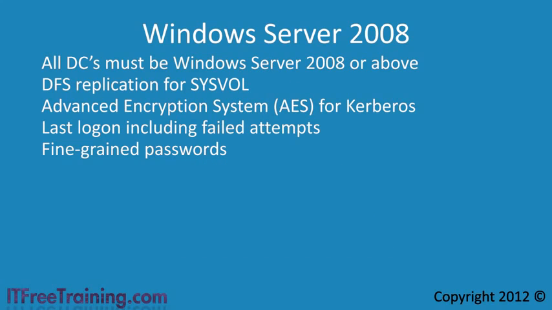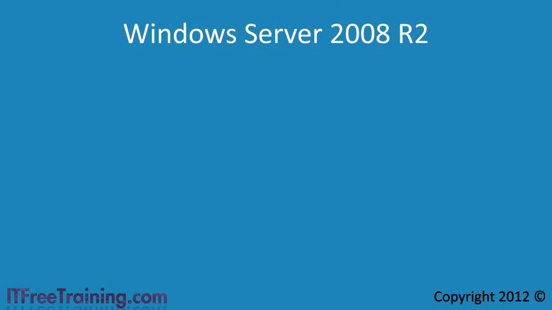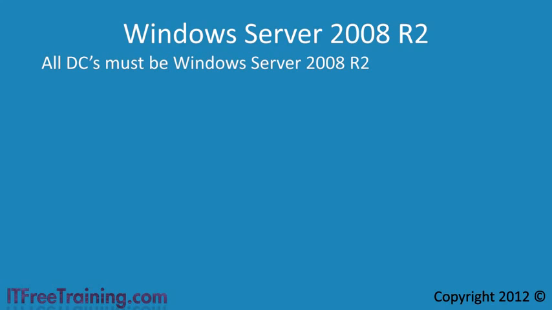The last domain functional level is Windows Server 2008 R2. In order to raise your domain to this functional level, all domain controllers must be running Windows Server 2008 R2. If you do decide to go to this functional level, you gain two features.